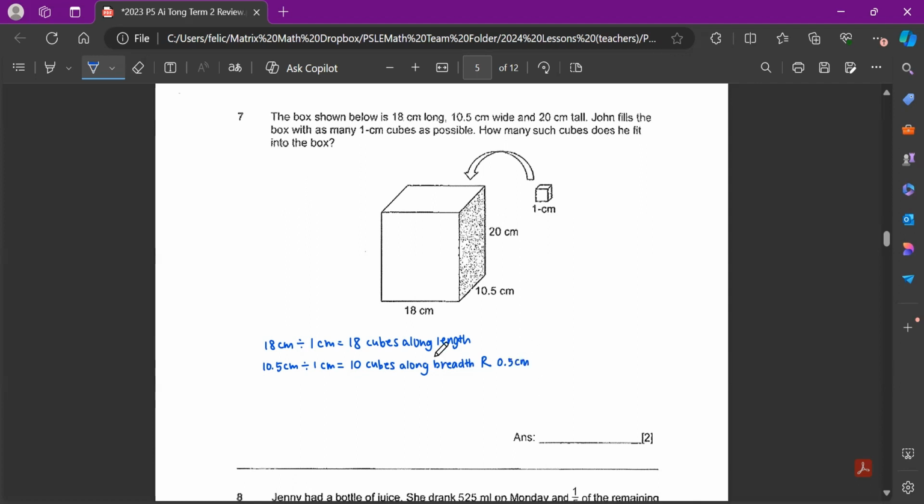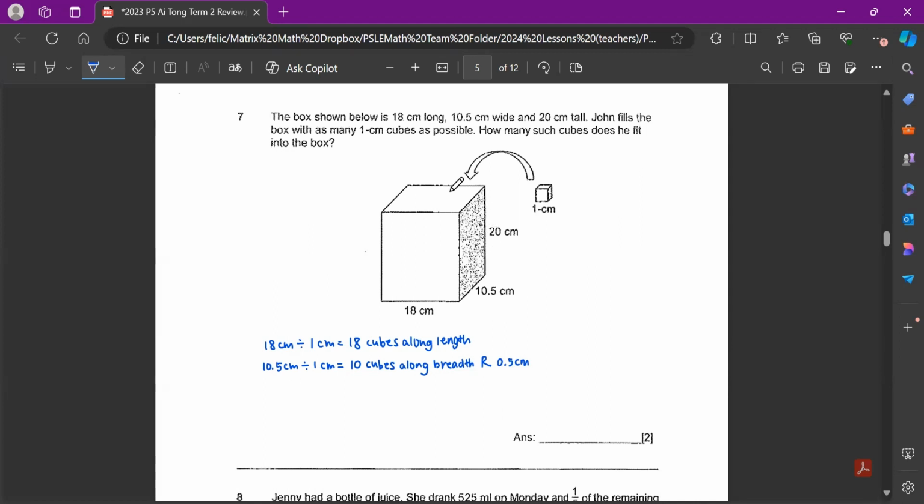Remainder will be in cm, because the whole thing is in cm, which means the beginning number is cm, so the remainder is also in centimeters. So that means I place 10 cubes along the breadth with a gap of 0.5 cm. And in that 0.5 cm, can I squeeze in more cubes? You cannot. So no choice, the 0.5 cm is just a gap there, leave it alone. We're going to do the same along the height now.